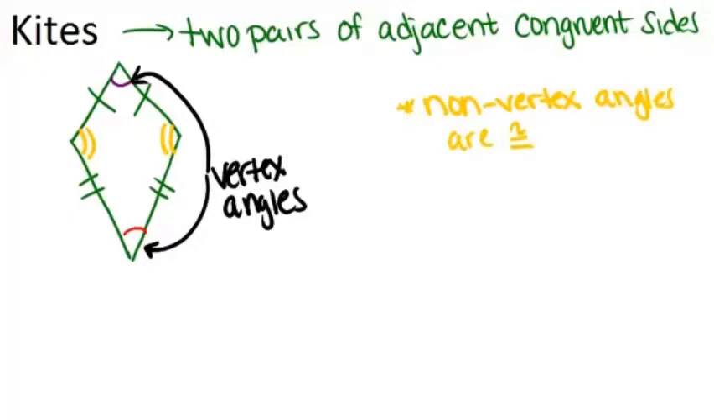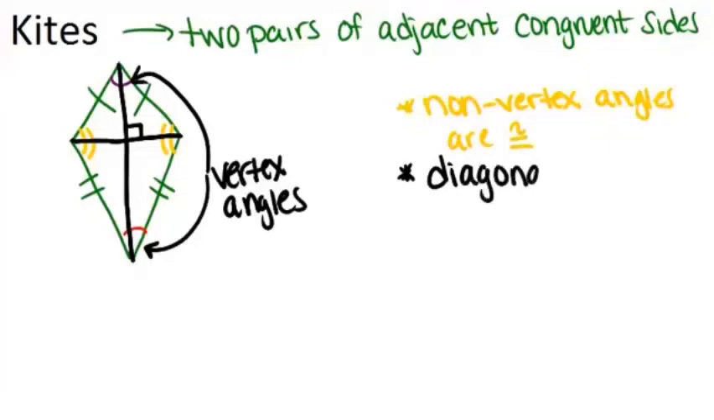Another property has to do with diagonals. If we draw in the diagonals, one thing we should notice just by looking at it is that those diagonals are perpendicular. That means they meet at a right angle. So the diagonals are perpendicular is another important property. Remember that the symbol for perpendicular is the upside down T.